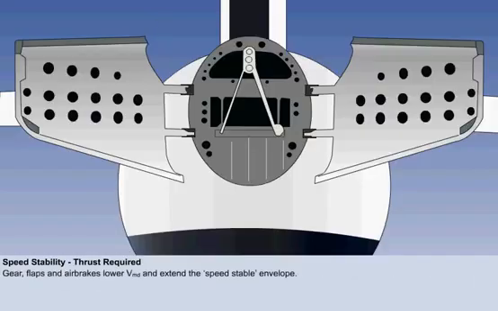Thinking back to earlier in the lesson, you will remember that lowering gear and flap and extending speed brakes lowers VMD, which has the benefit of extending the speed stable region to the left. Indeed, some aircraft fitted with air brakes routinely fly approaches with brakes out for that very reason.